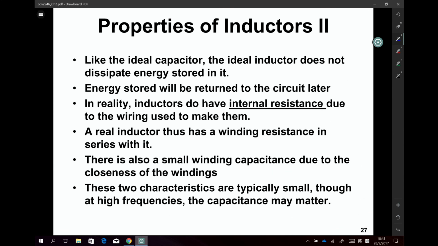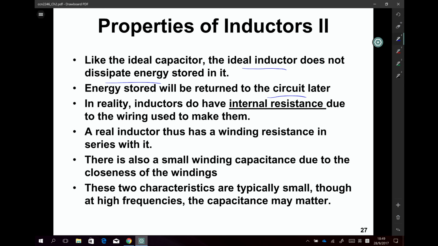Now here we talk more about the inductor: like the ideal capacitor, the ideal inductor does not dissipate energy, but it stores energy inside. It will not change the energy into heat, light, or another form. The energy stored inside will be returned to the circuit later during use.